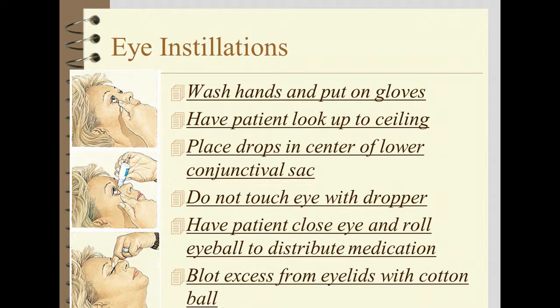You're going to wash your hands, have the patient look up to the ceiling, with your dominant hand resting on the forehead, hold the eyedropper 1 to 2 centimeters above the conjunctival sac, and give the drops. Hold pressure on the nasolacrimal duct 30 to 60 seconds, and this is to prevent overflow into the nasal pharyngeal passages and then having a systemic effect on the patient.